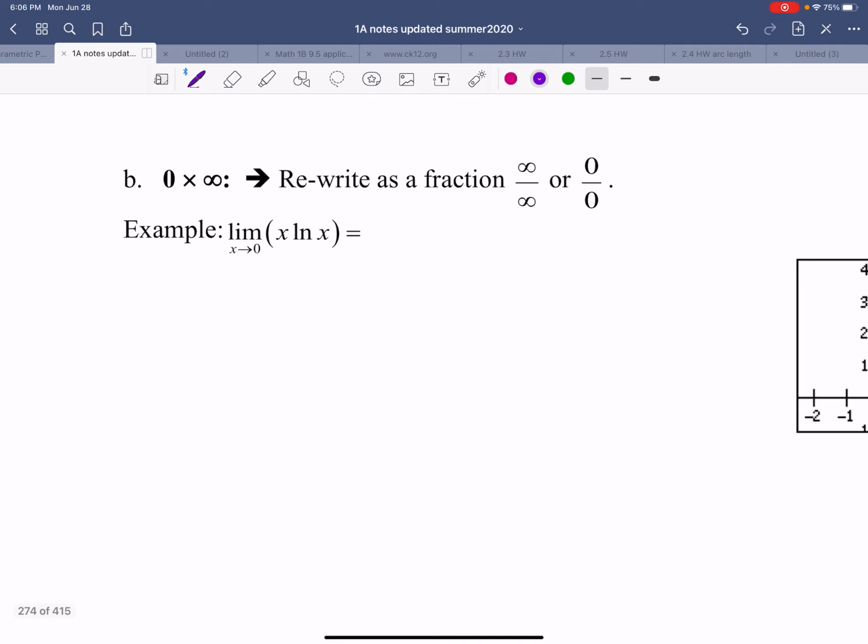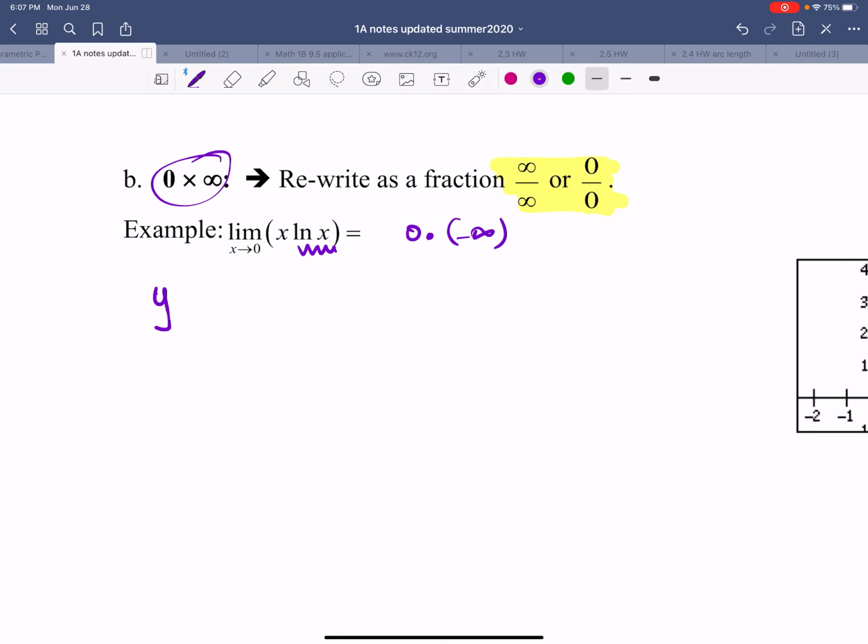Check out a couple more examples. 0 times infinity form. So we have limit x approaches 0, x times natural log of x. When x goes to 0, I have 0, natural log of x. When x is getting closer and closer to 0, natural log of x is going to negative infinity. Really large negative number. So it's like 0 times infinity form. And that is not okay.